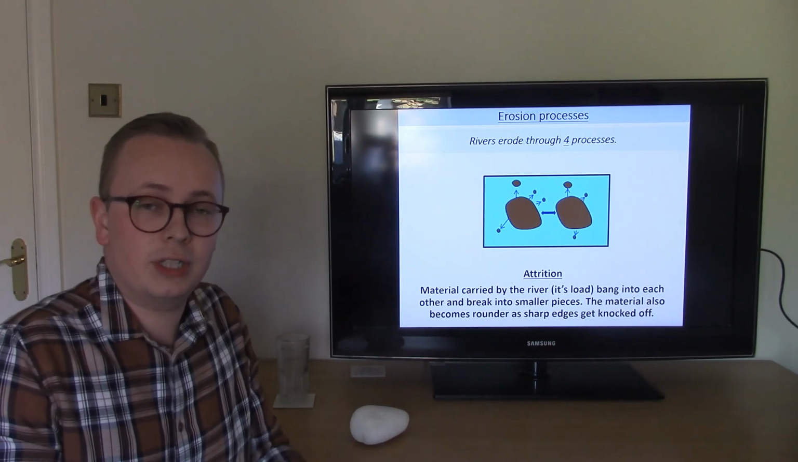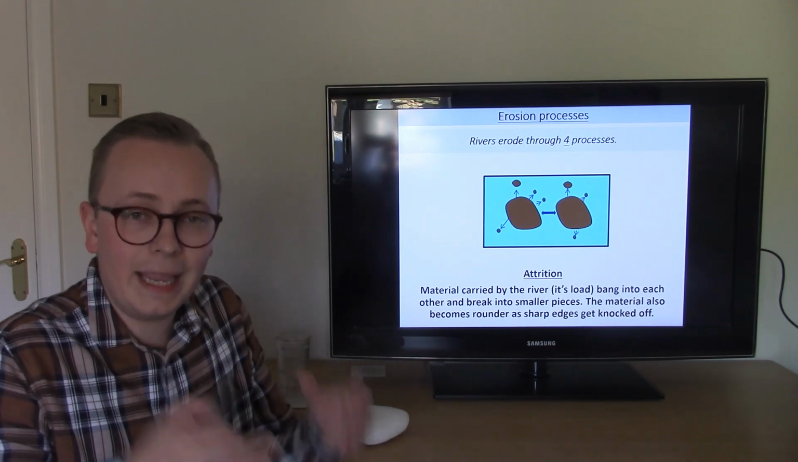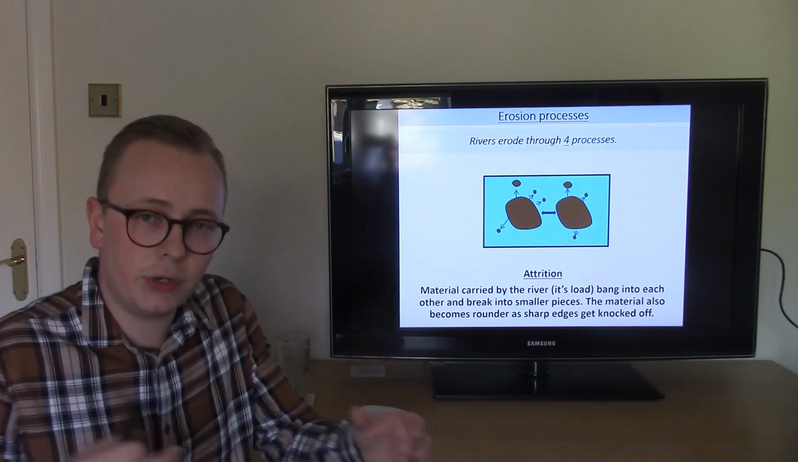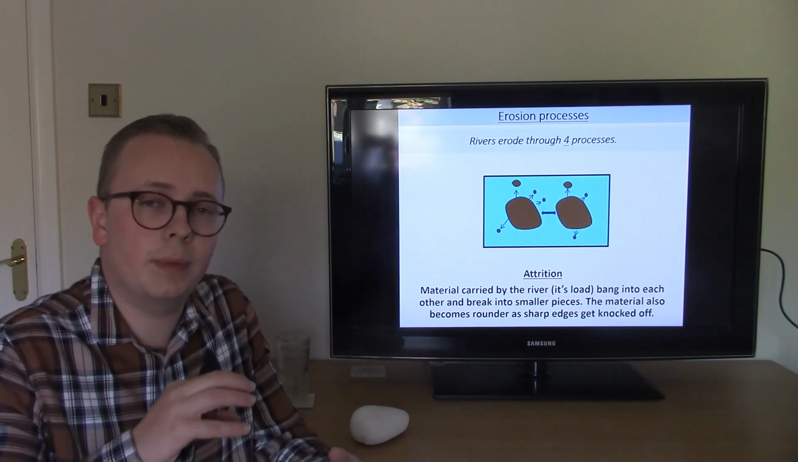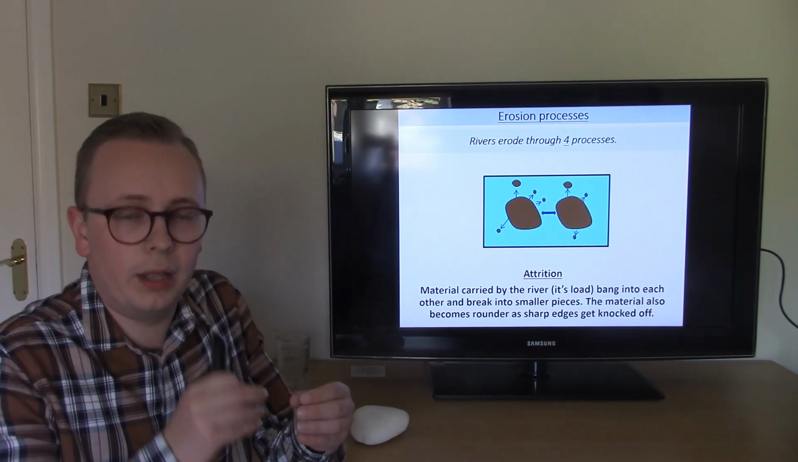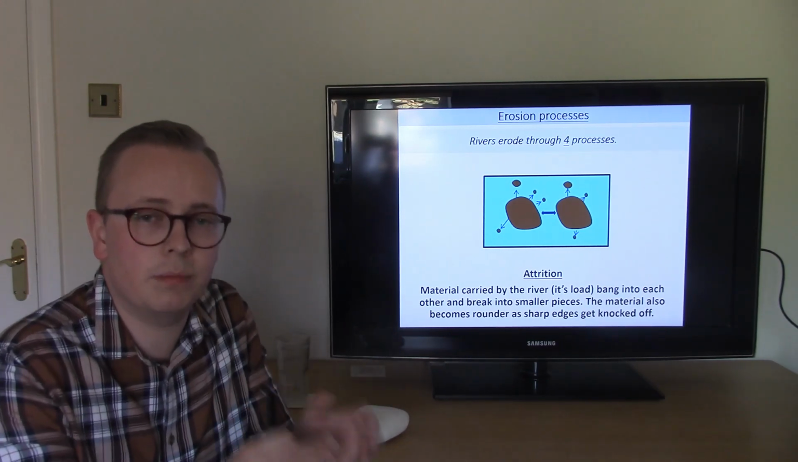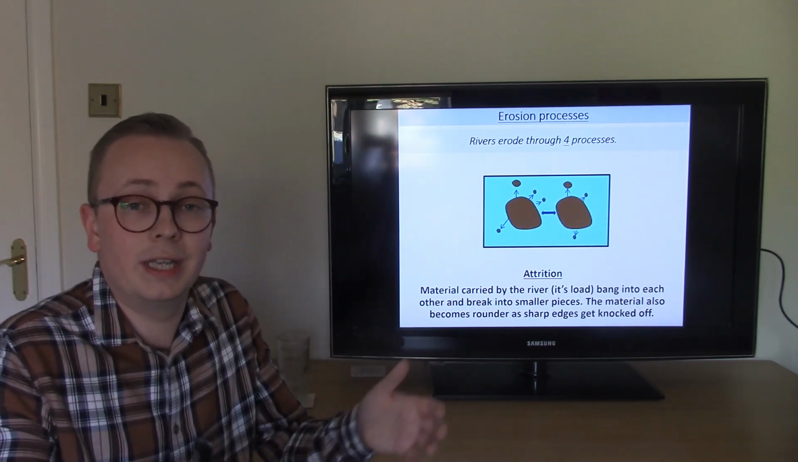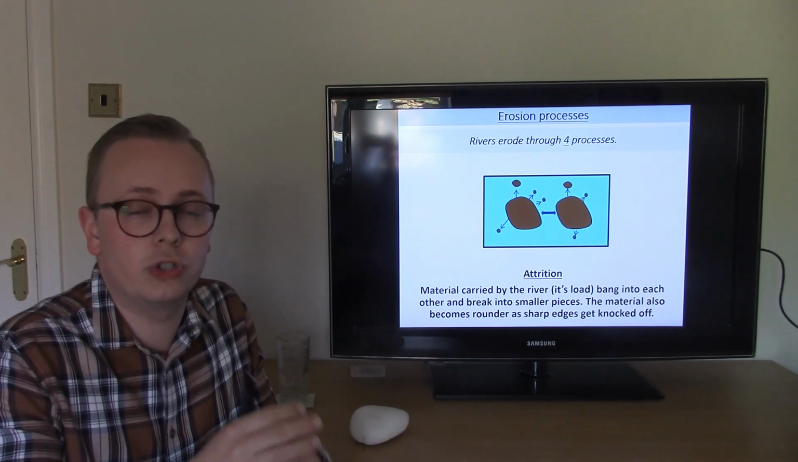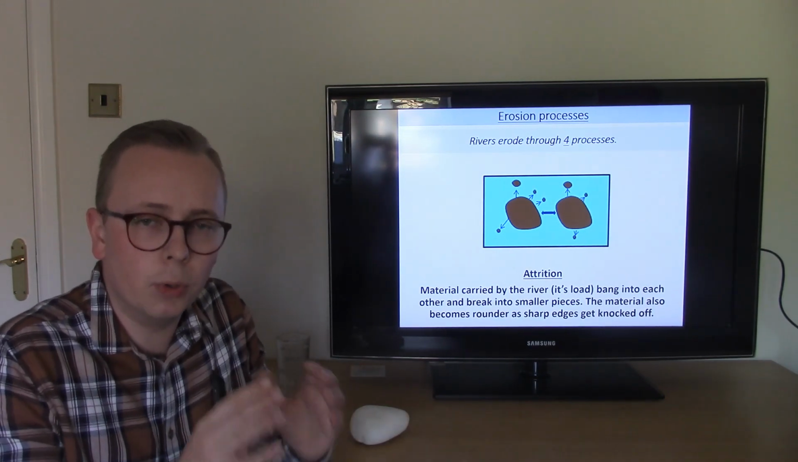Our next process is attrition. Now this happens inside the water column. As material is being carried down the river, it's going to be knocking into each other. And every time we get a collision, it's going to be chipping the rock, it's going to be knocking bits of material off, causing it to decrease in size, but also to change shape to becoming something much rounder.